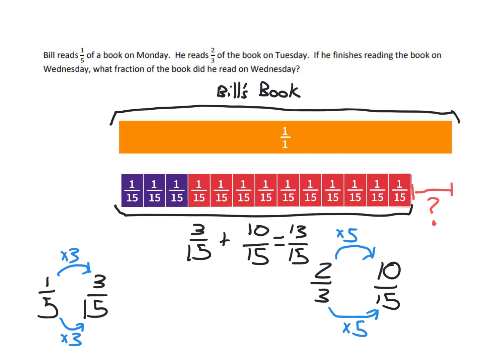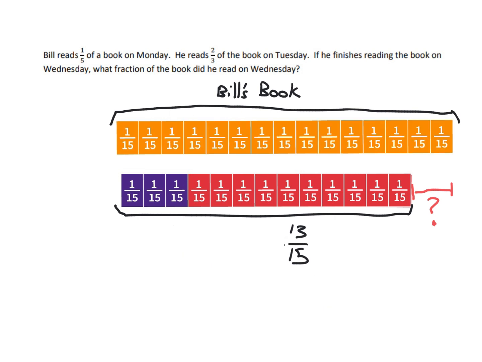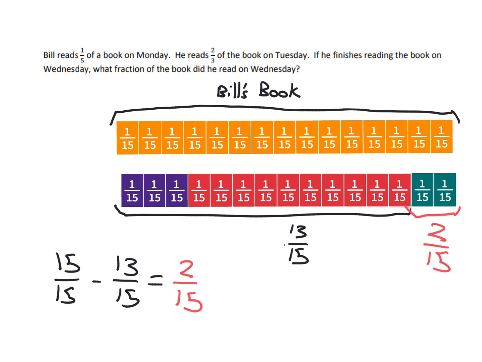To compare 13/15 with the whole book, we partition the book into 15 parts. To solve this problem, we can now write 15/15, which is the whole book, minus 13/15 equals the total that Bill read on Wednesday. When we subtract our numerators, 15 minus 13, we get 2/15. So to finish reading the book on Wednesday, Bill read two parts, each sized 1/15 of the book, or 2/15 of the book.